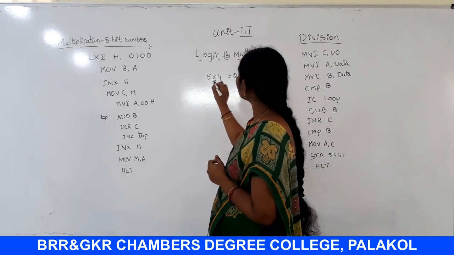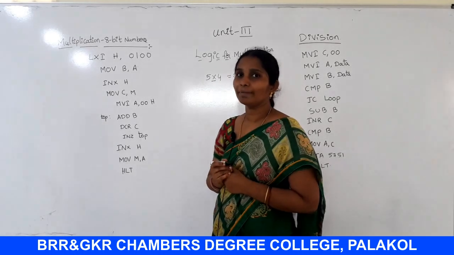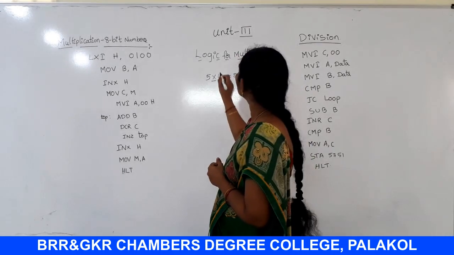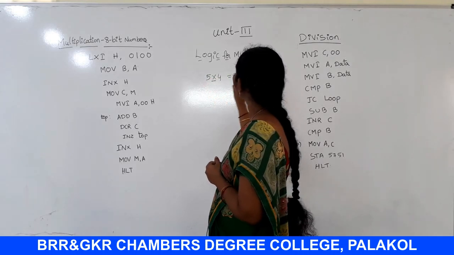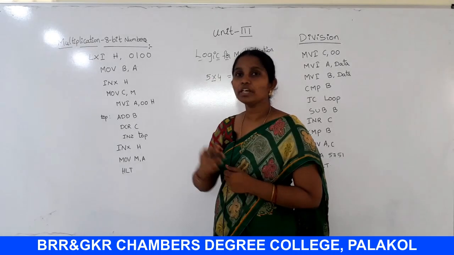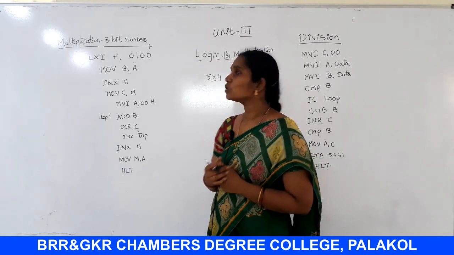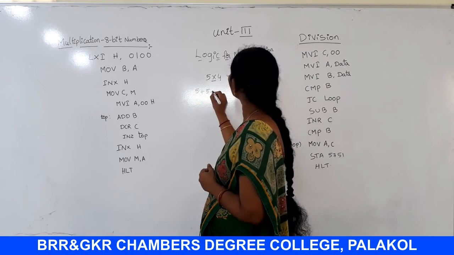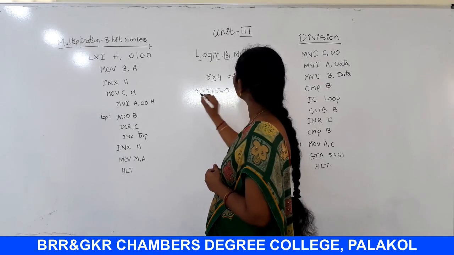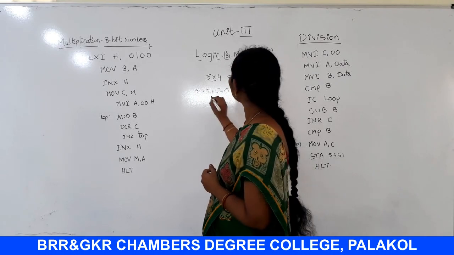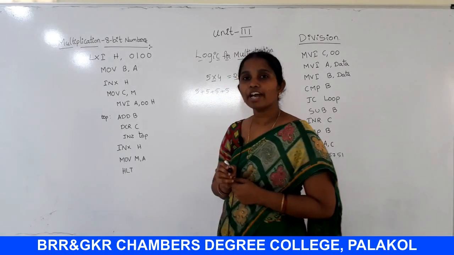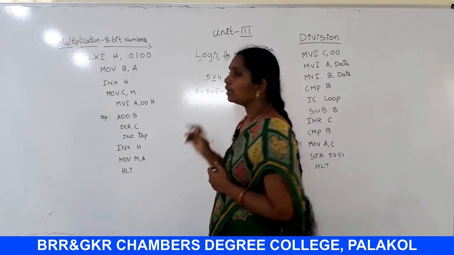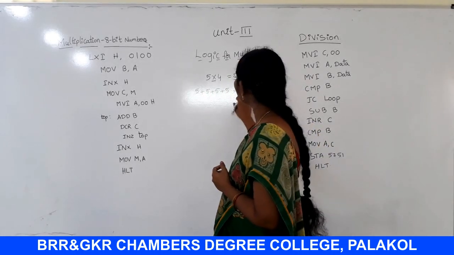There is no instruction for performing multiplication in the 8085 instruction set, so we have to convert this multiplication into some other operation. For example, if we add 5 plus 5 is 10, 10 plus 5 is 15, and 15 plus 5 is 20. That means this 5 is added 4 times, then we will get the result.